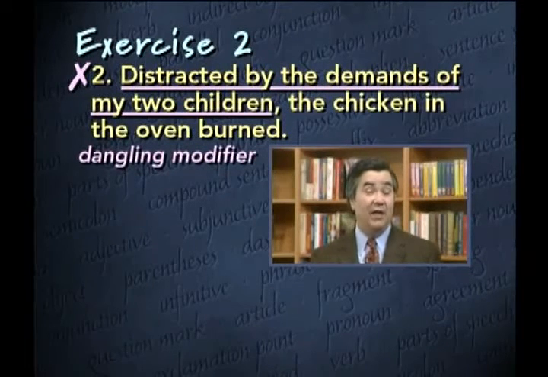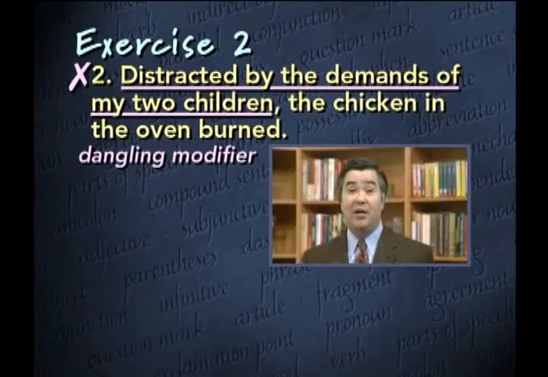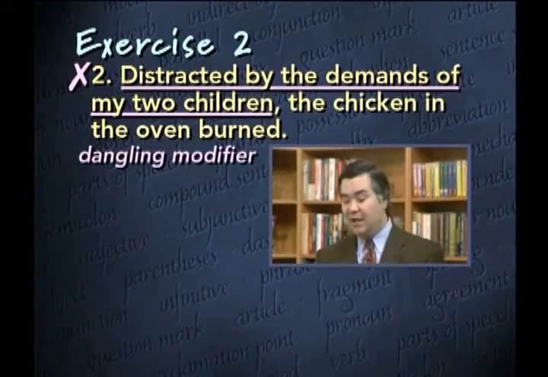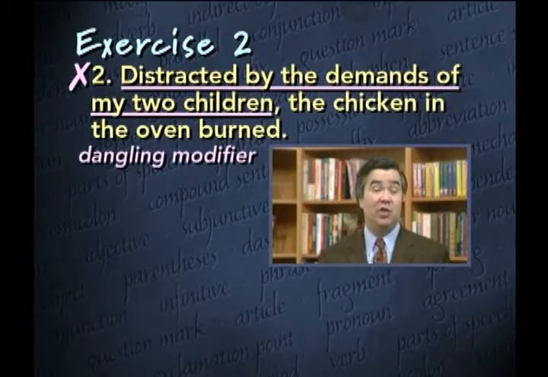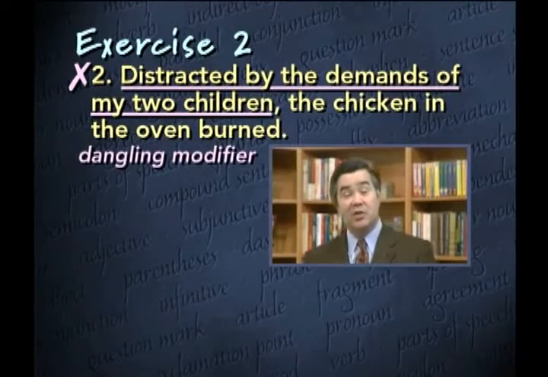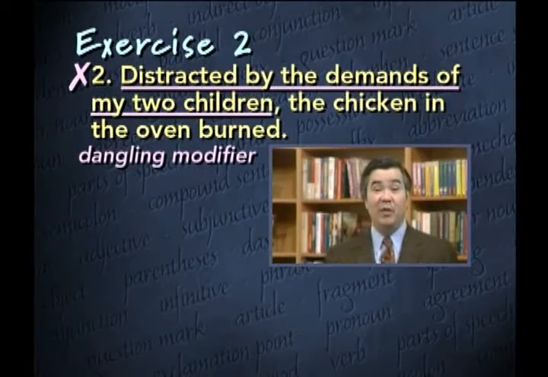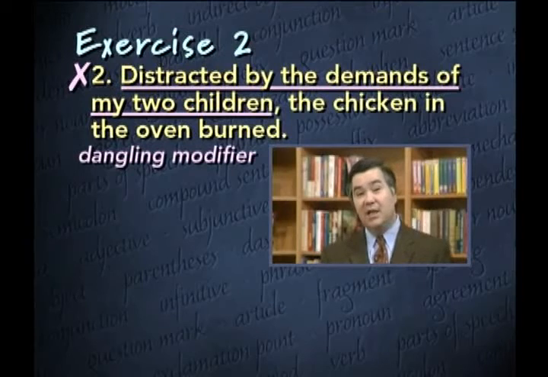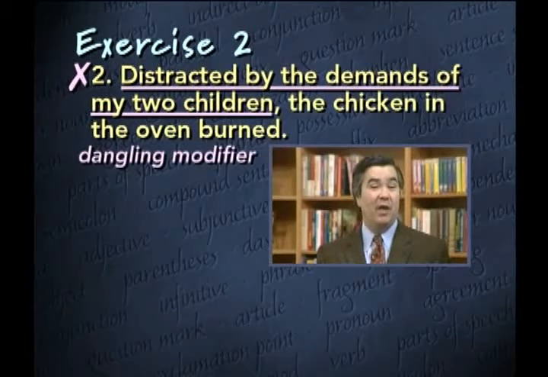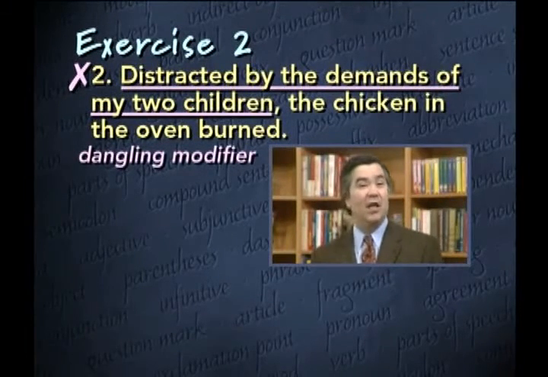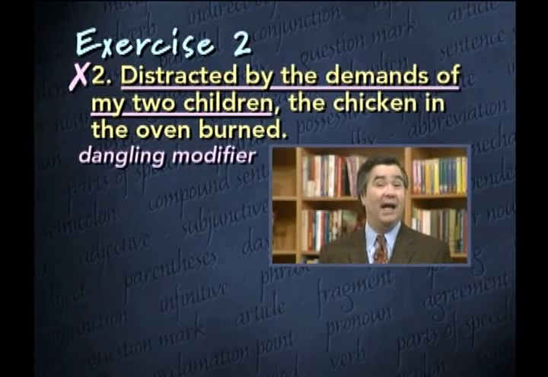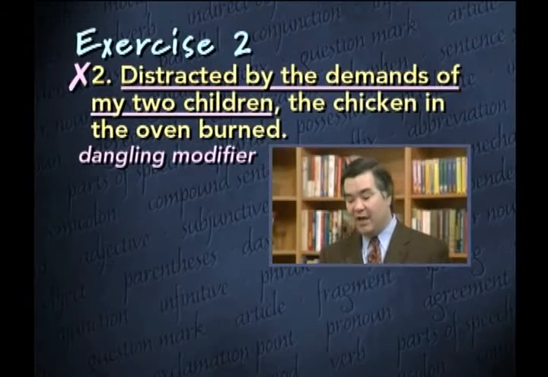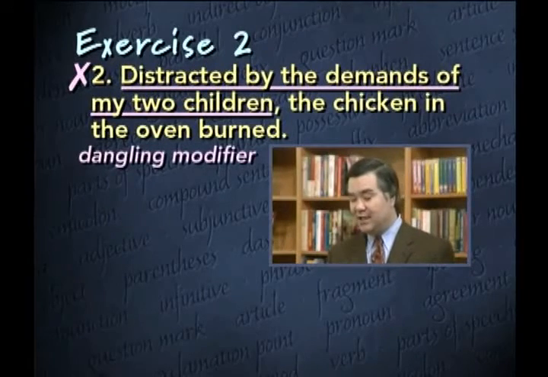The word I, in fact, doesn't appear anywhere in the sentence, and so there is nothing for the modifying phrase, distracted by the demands of my 2 children, to modify. So this sentence has to be significantly rewritten. And the most simple, best way to do it is probably to keep the modifying phrase where it is, but just rewrite what follows so that it begins with I, since I am the word that's intended to be modified. So the sentence might read something like this.